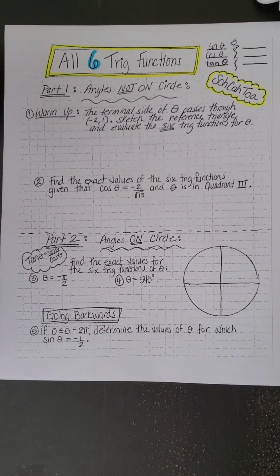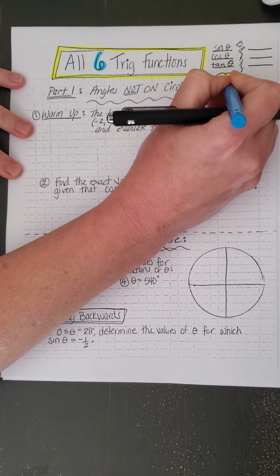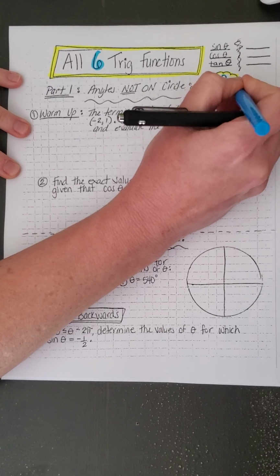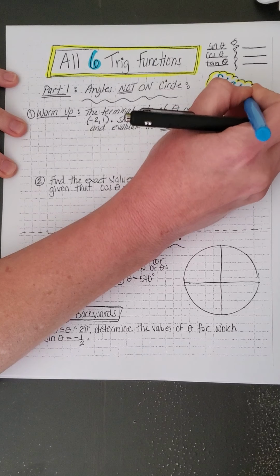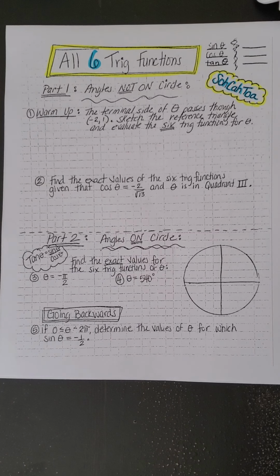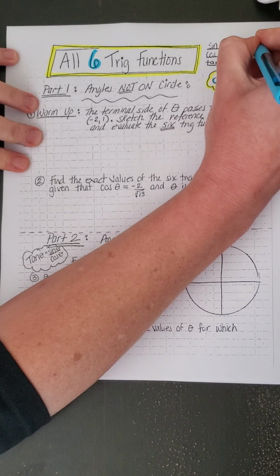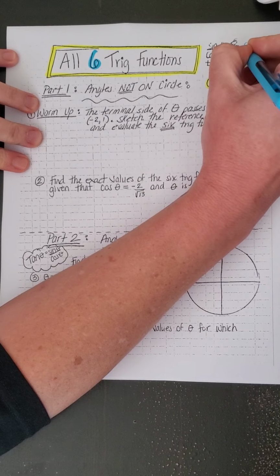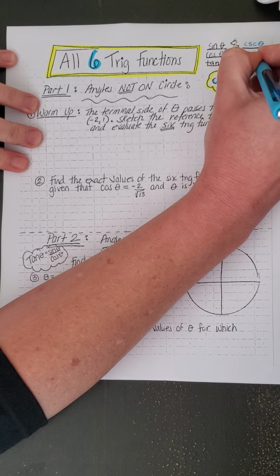those trig functions. So what we know is that sine is opposite over hypotenuse. Cosine is adjacent over hypotenuse. And tangent is opposite over adjacent. And we have 3 more functions. So they are cosecant theta, secant theta, and cotangent theta.